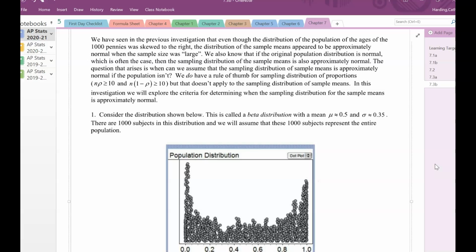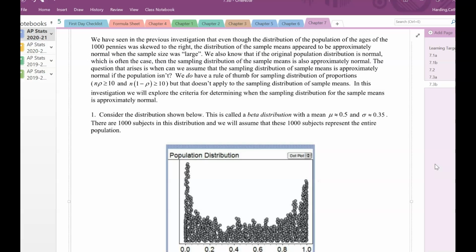We also know that if the original population distribution is normal, which is often the case, then the sampling distribution of the sample means is also approximately normal. So what that's saying is if you know that the population is normal, the sampling distribution will be normal regardless of the sample size. So knowing that the population is normal is enough justification for saying that the sampling distribution is normal. Today, what we're going to look at is when the population is not normal.